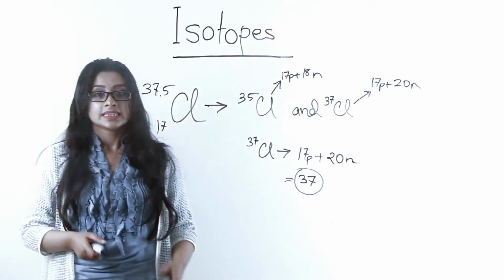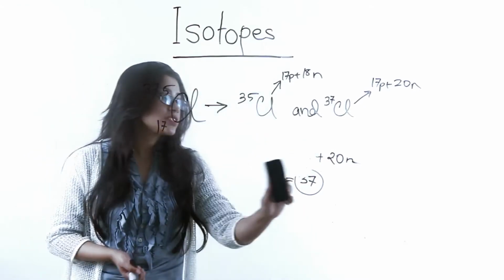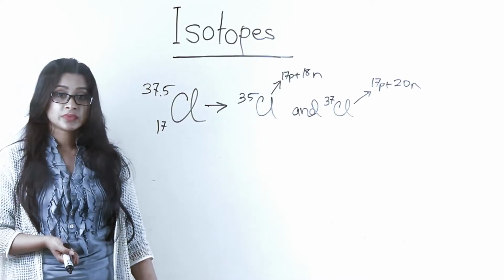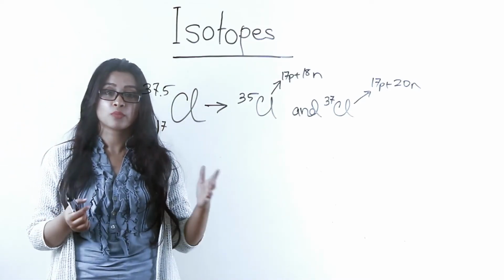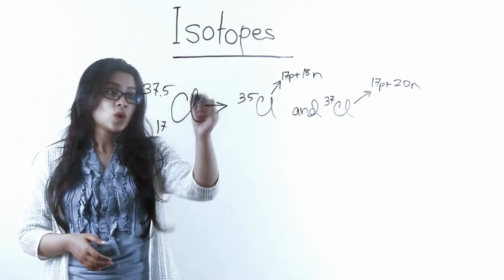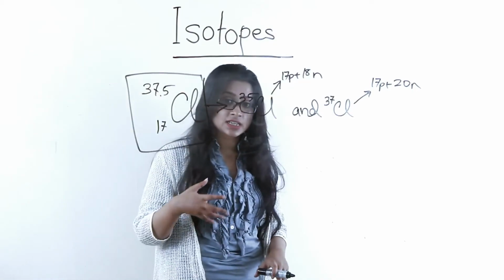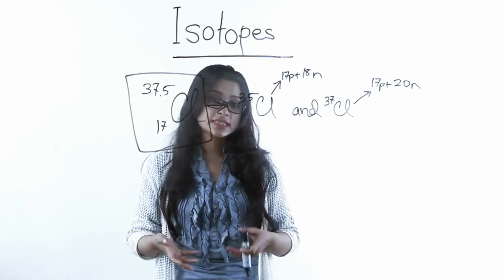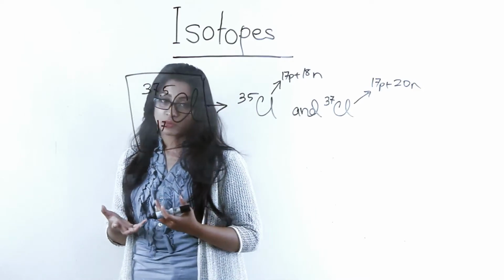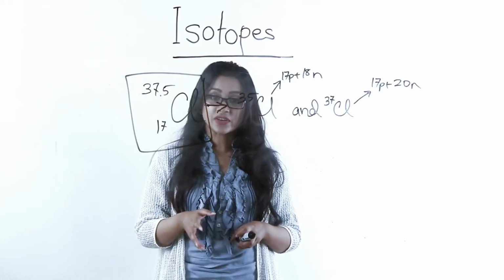Okay, so that still doesn't explain how 37.5 arises. See, it's very simple. The chlorine that we observe in the periodic table is an average of the number of atoms of both these isotopes. When you do that, you find one atom of 37.5 mass number and 17 atomic number chlorine that we see in the periodic table. So you see, isotopes are these unique atoms of elements that have one particle that varies in number.